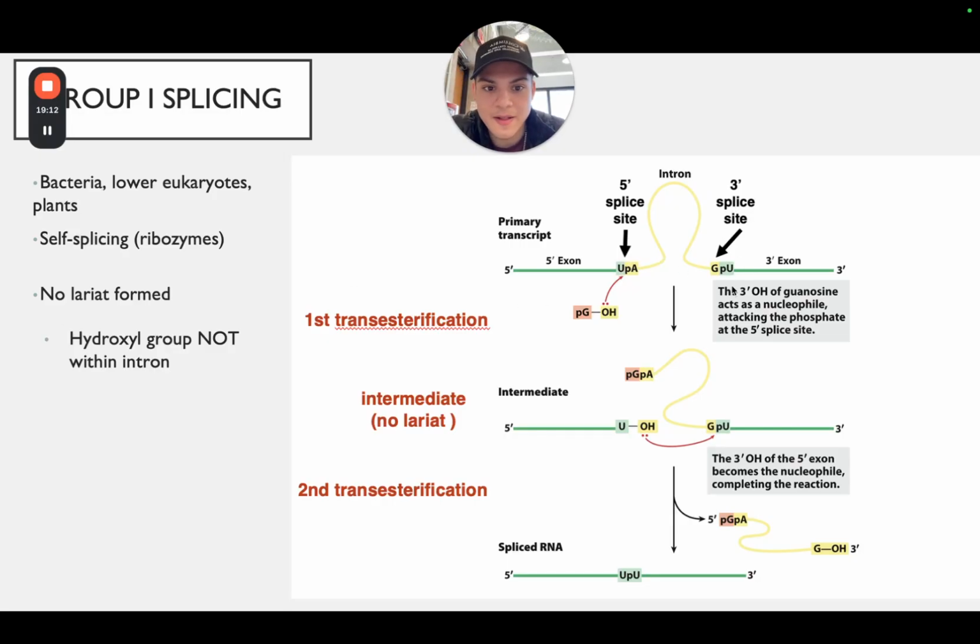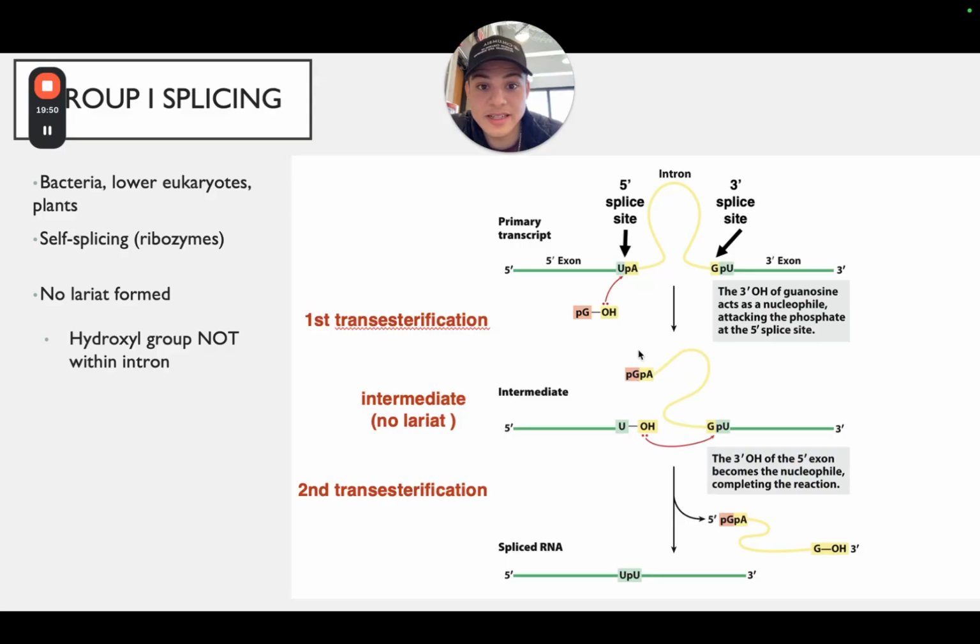Right here, what ends up happening is we have a transesterification reaction where the 3' OH of guanosine acts as a nucleophile and attacks the 5' splice site. As you can see, this is the guanine nucleotide, and the 3' OH of this guanosine is going to attack and essentially do a substitution reaction, or transesterification to be more specific. Once this happens, you're going to have a string of the intron.